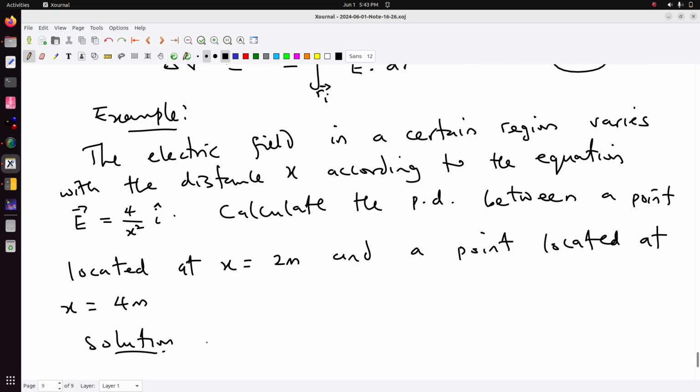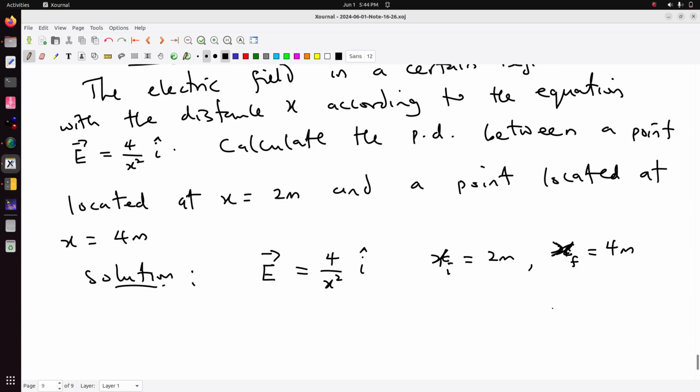The question is, the electric field in a certain region varies with the distance x according to the equation E equals 4 over x squared i. So the electric field is a vector, and it is 4 over x squared, the unit vector i. Calculate the potential difference between a point located at Ri, which is 2 meters, and a point located at 4 meters. So Rf is 4 meters, or in this case, xi and xf, since it's just one dimension.